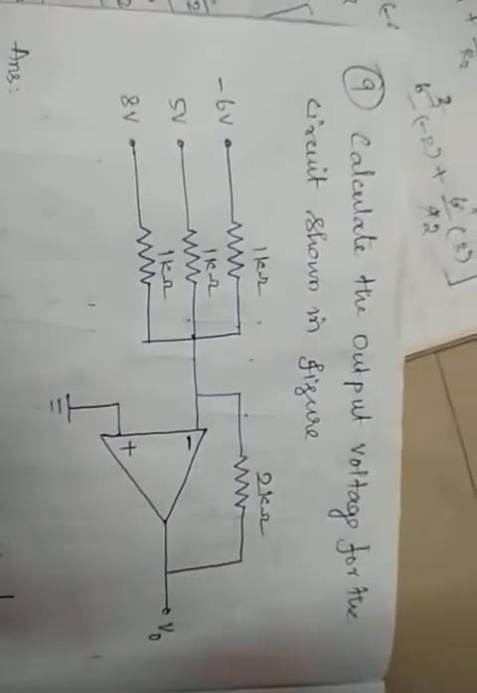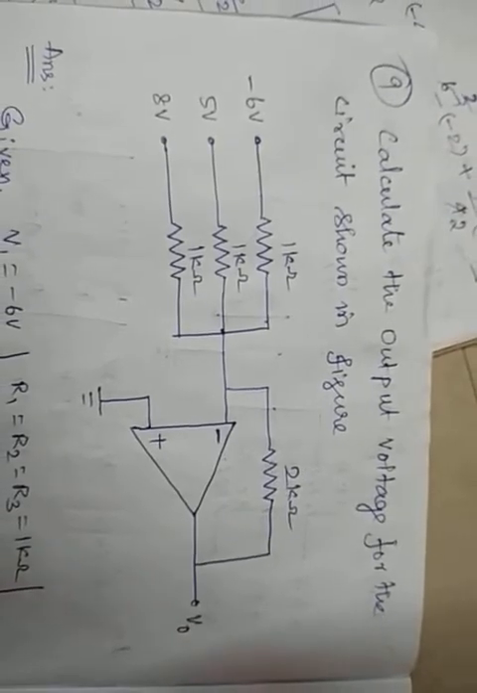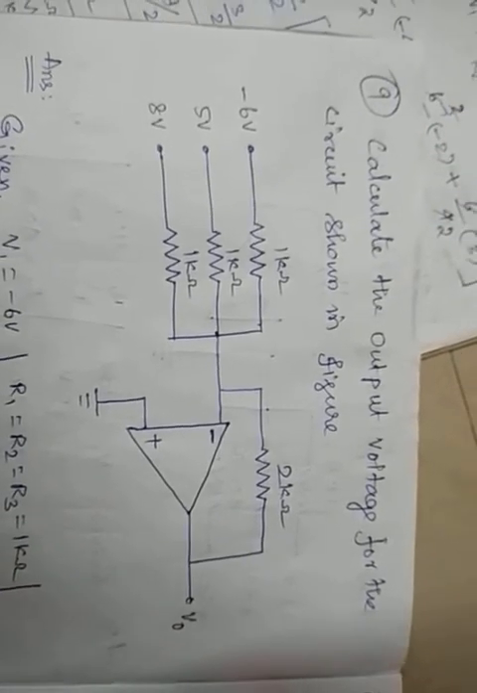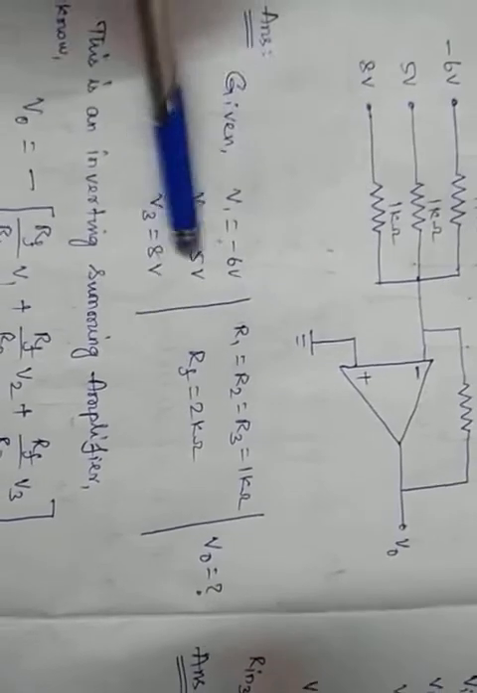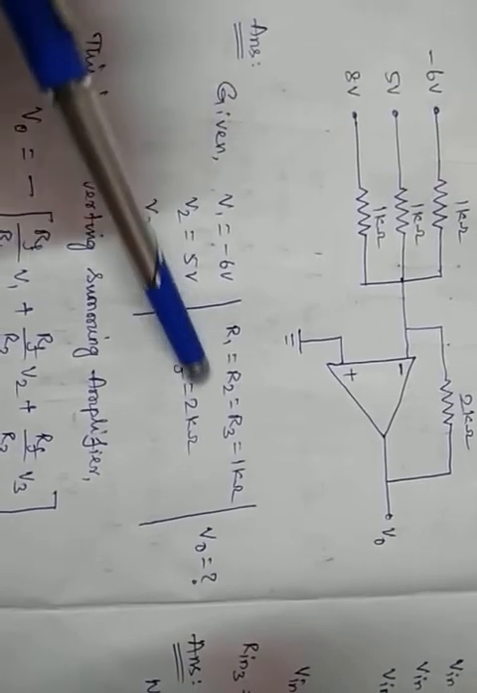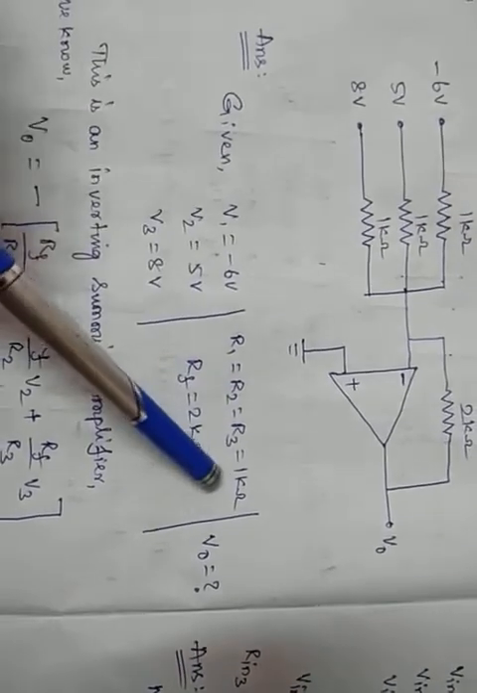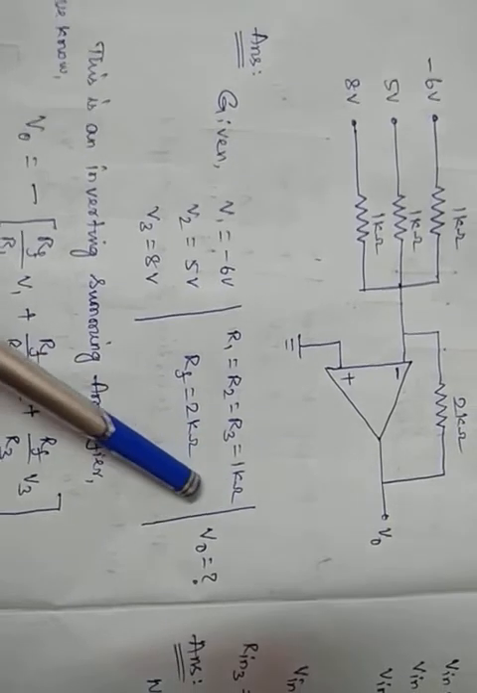So we'll see the next problem. Calculate the output voltage for the circuit shown here. Again the inverting summing amplifier only. So we are going to calculate the output voltage. The given values are the same. What we see here is R1, R2, R3 are all the same value, 1 kilo ohm.